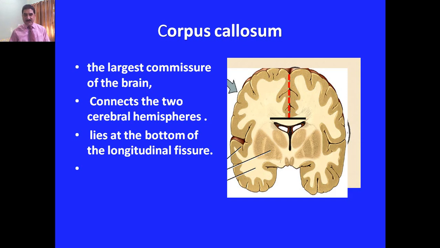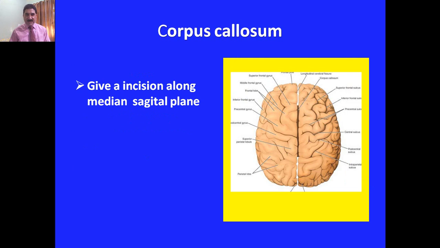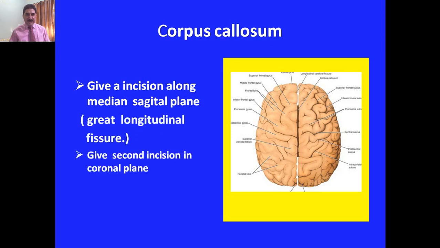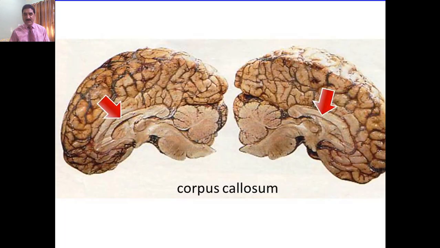To understand the anatomy of this corpus callosum, let us give an incision along the median sagittal plane. Now let us give another incision in the coronal plane. So one in the median sagittal plane, another in the coronal plane. So what do we see? The first incision cuts the cerebral hemisphere into two symmetrical halves. These two symmetrical halves are connected by corpus callosum, as shown by this red arrow.